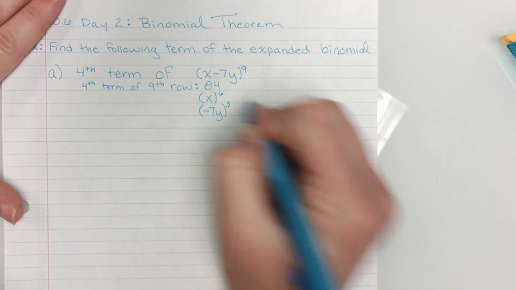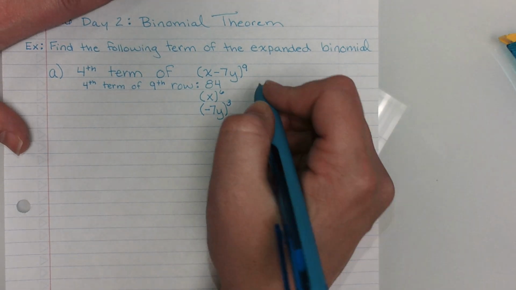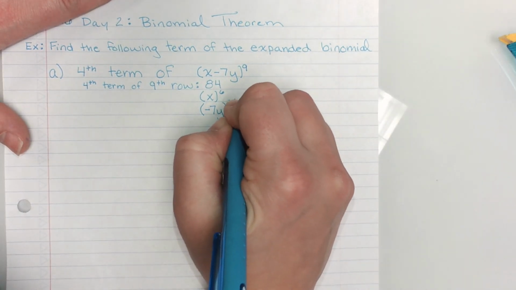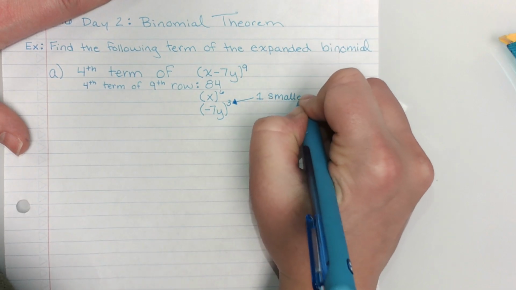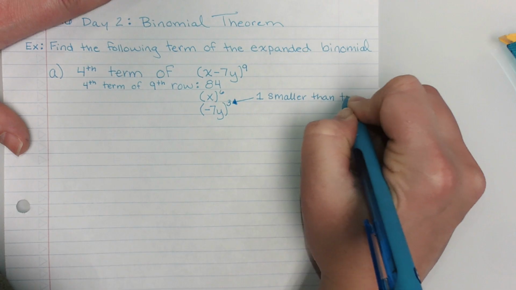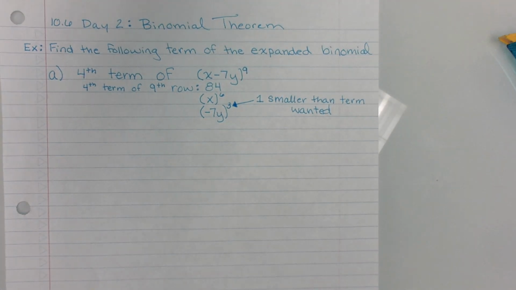Now, we could count these in every single time, but that would be a pain. Here's how I look at it. I start with the second term. This is always going to be one smaller than the term wanted. We wanted the fourth term. 1 smaller than 4 is 3. I start with that one because that's the one that counts up. 0, 1, 2, 3. So because it starts at 0, I need to subtract 1 because we typically start counting at 1.